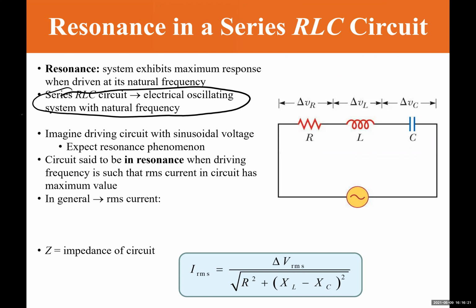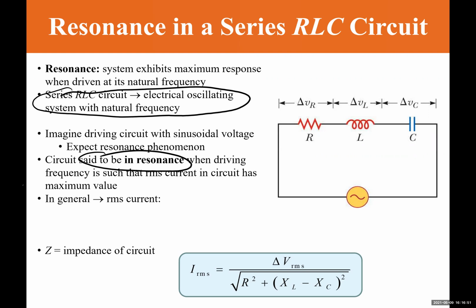All right, so then you have a driving frequency. Now imagine driving the circuit with a sinusoidal voltage and expecting a resonant phenomenon. If the driving frequency matches the natural frequency of your system, then you can say that your system is in resonance. That means this is when the driving frequency is such that the RMS current in the circuit has the maximum value. Okay, so we're going to see the diagram.